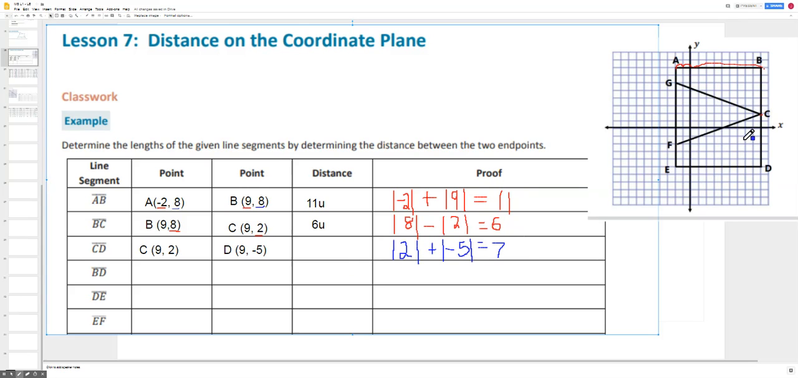Now let's count to confirm. From here, there's 1, 2 to 0, and then 3, 4, 5, 6, and 7. So yes, that is absolutely correct. This is 7 units.